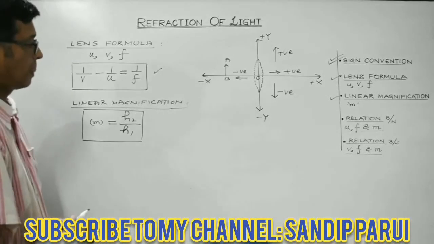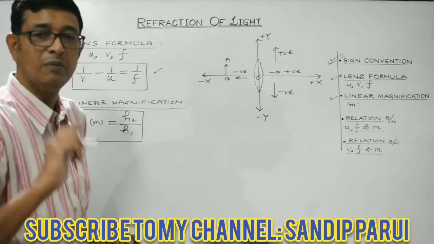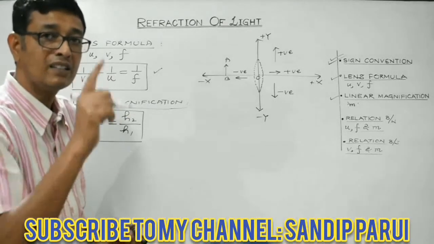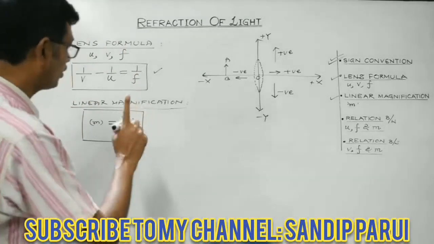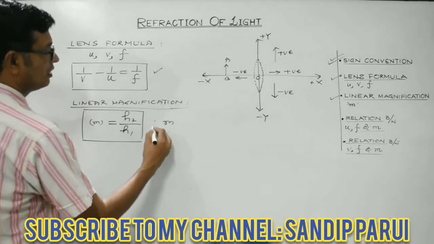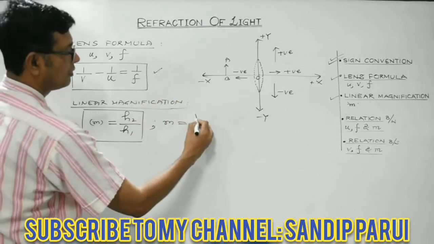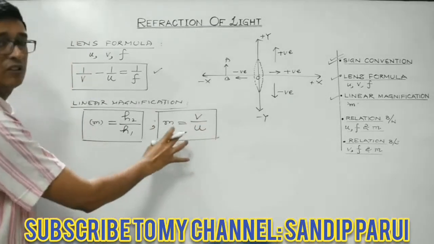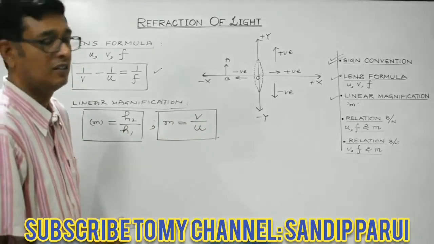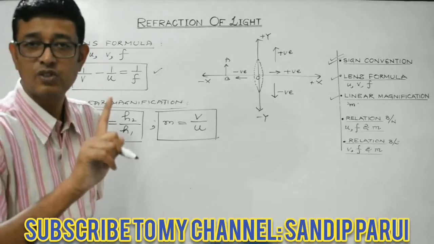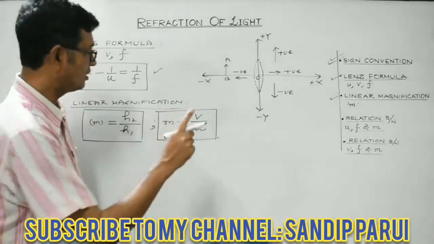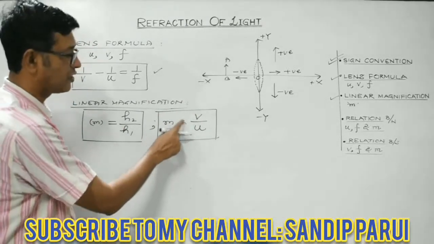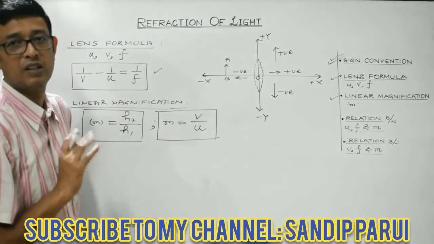Now look, in the case of mirrors, students, you must remember linear magnification in terms of image and object distance is given by m equals to minus v by u. But in case of lens, linear magnification in terms of image and object distance is given by v by u. This also we will try to verify mathematically. So students, there shouldn't be any sort of confusion. In the case of mirrors, linear magnification is minus v by u, while in the case of lens, linear magnification is plus v by u.